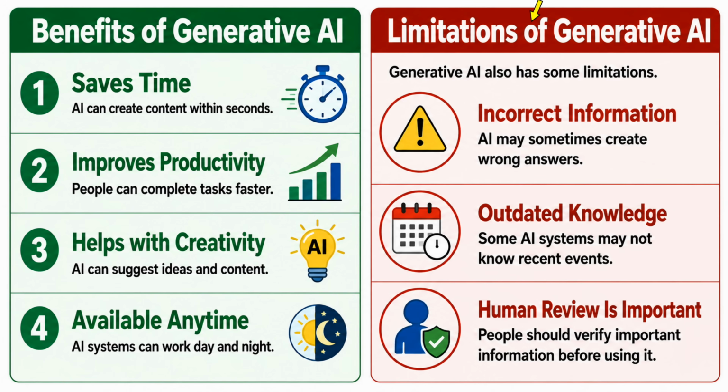What are the limitations of generative AI? Generative AI also has some limitations. First one, incorrect information. AI may sometimes create wrong answers. Second one, outdated knowledge. Some AI systems may not know recent events. Third one, human review is important. People should verify important information before using it.